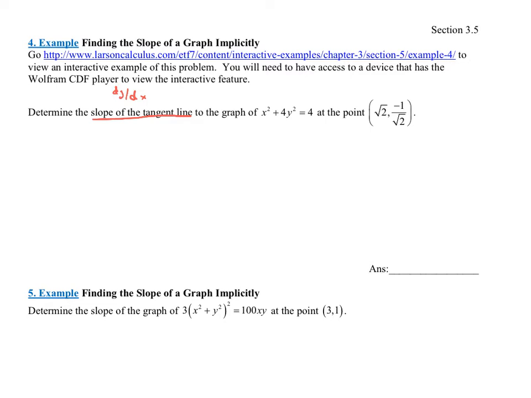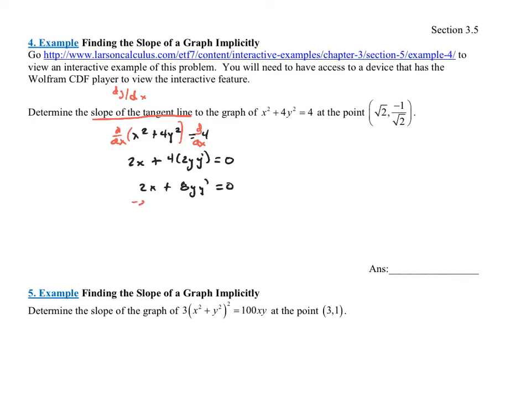So what do we do? We start off with the function x squared plus 4y squared equals 4. And what we want to do is take the derivative with respect to x of both sides of the equation. Okay, so what's the derivative of x squared? It's simply 2x. What's the derivative of 4y squared? Well, 4 would be 4 times 2y to the first, but then you need the y prime, right? And the derivative of 4 is simply 0. So if I clean that up, it would be 2x plus 8y prime equals 0.